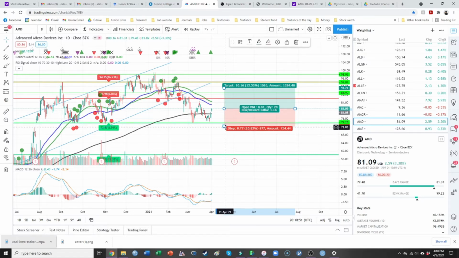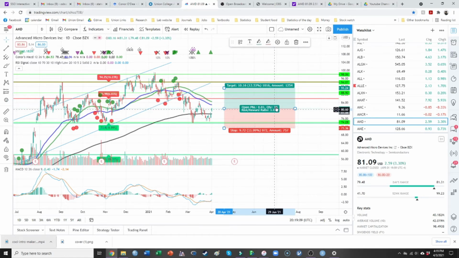Now, I'm going to give myself a little wiggle room here. And I'm going to go ahead and say, I'd set my stop loss somewhere around 11%. I'd probably just go ahead and set it at $72 even. So that's where I'm going to go ahead and set that stop loss.